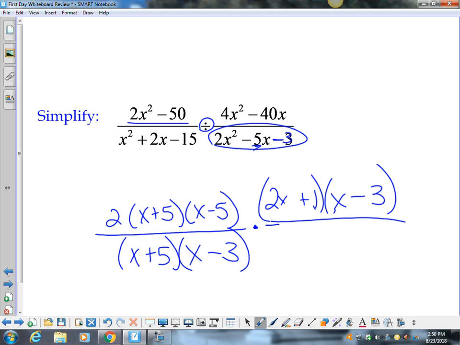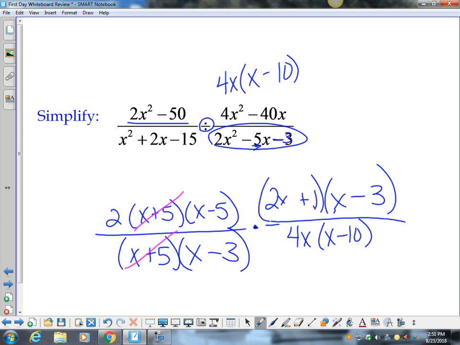Up here, I'm going to GCF a 4x. And that's all I can do to him. Okay, so there's my keep, flip, change, and I factored as I went. And then this is the really fun part. You get to just cancel. Anything on the top that's the same as anything on the bottom, you can cancel. But remember, singles can cancel with singles. Married couples can only cancel with other married couples.